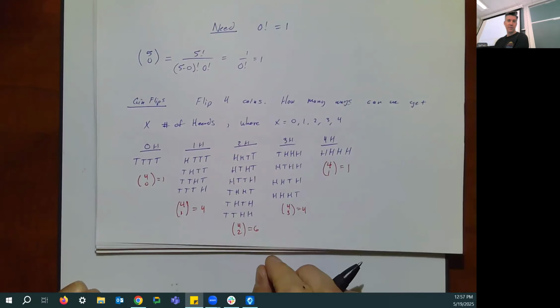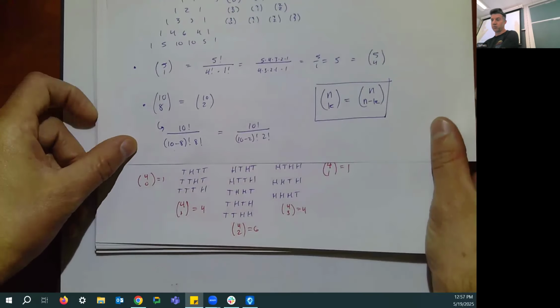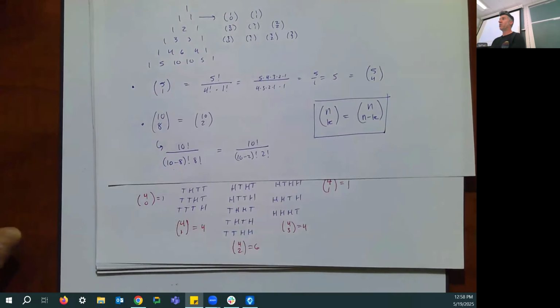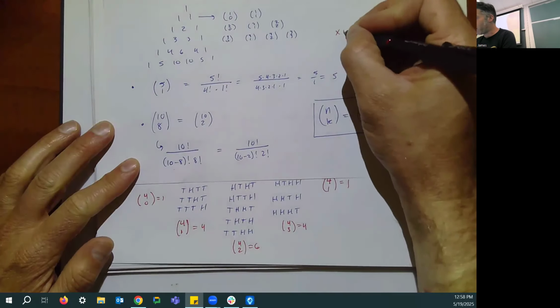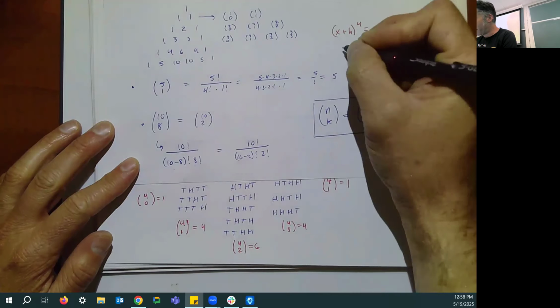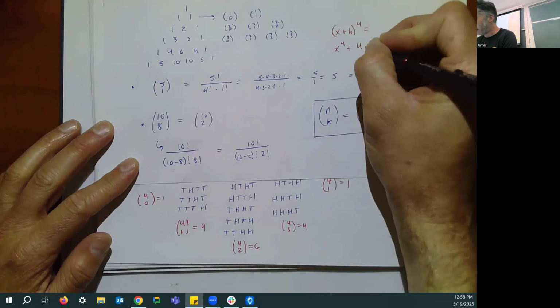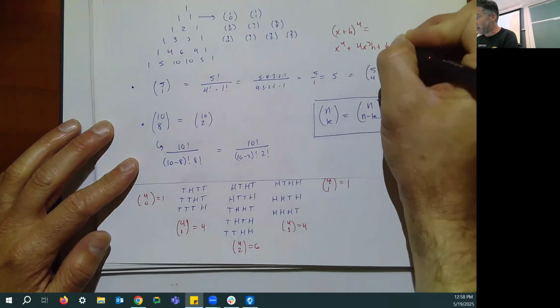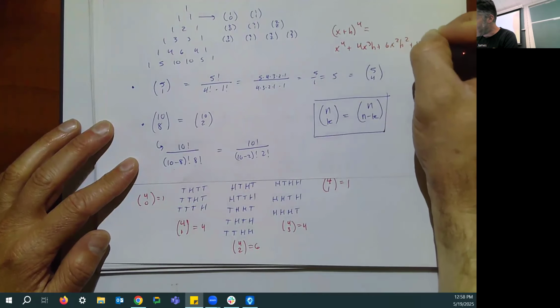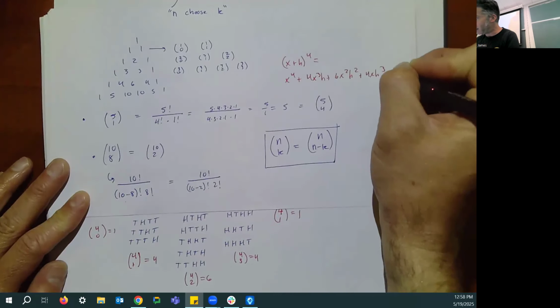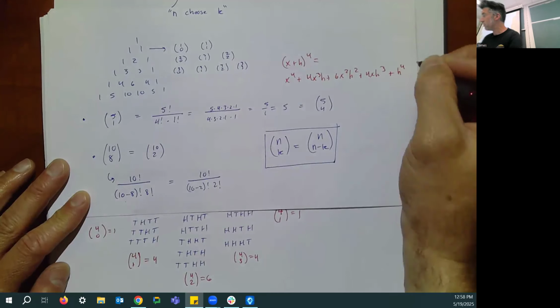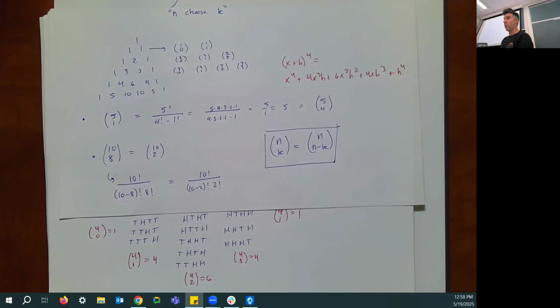Oh my gosh. And I will point out those are the numbers in one of those rows of Pascal's triangle, 1, 4, 6, 4, 1, which are also the coefficients if you multiply out x plus h to the 4th power, right? X plus h to the 4th power is 1x to the 4th plus 4x cubed h plus 6x squared h squared plus 4x h cubed plus 1h to the 4th. So it's kind of useful.